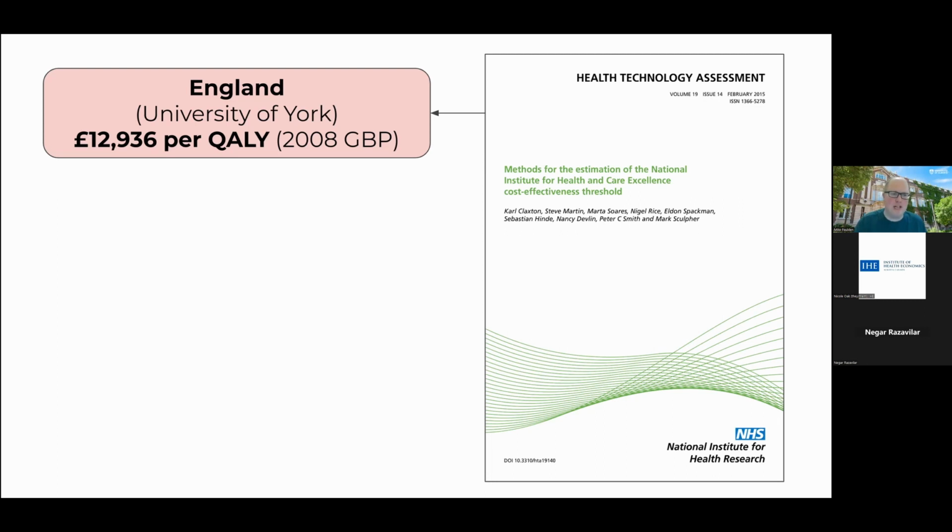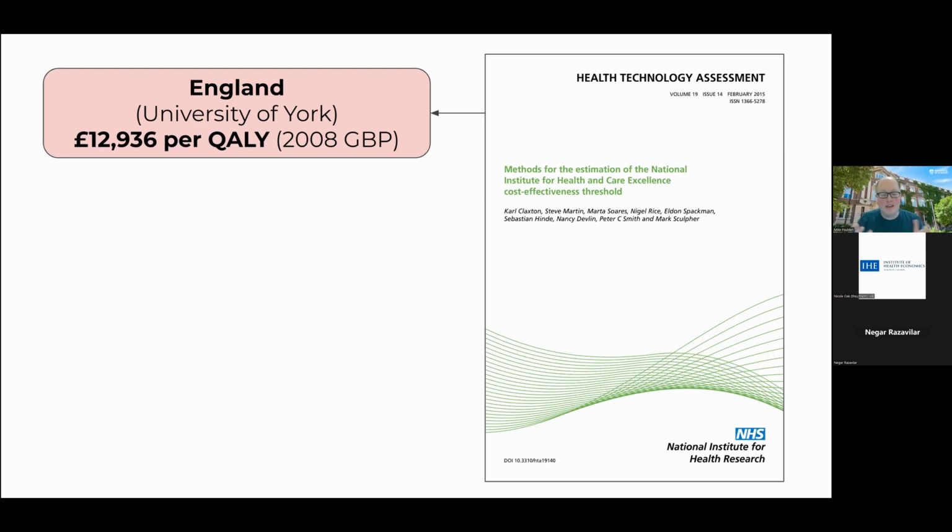The first was published in England, and that was about £13,000 per QALY in 2008 pounds. What that means is, given the state of the healthcare system back in 2008, the authors estimated that within England's National Health Service, an additional £13,000 added to the NHS budget would be expected to produce another QALY. And conversely, if you took £13,000 out of the budget, you would expect to lose a QALY.